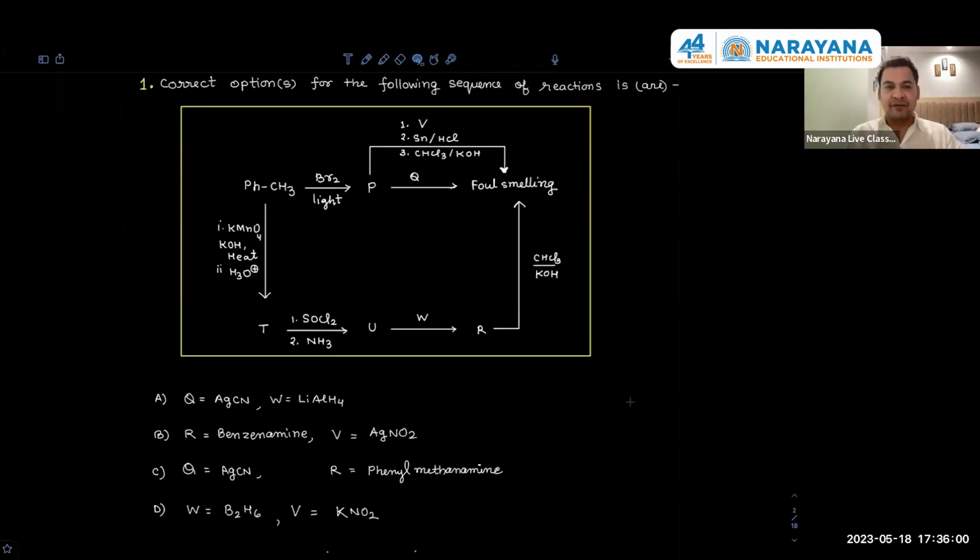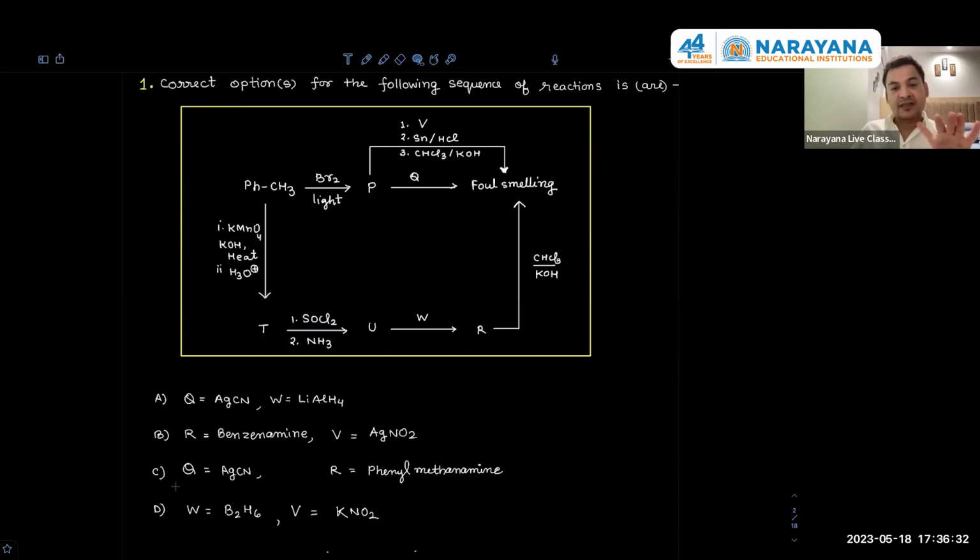Right, so this is the first question. This is again a replica of an advanced paper. Correct option or options for the following sequence of reactions is or are. Here I have mentioned P, Q, V, R, W, U, T. That type of question has already been asked in JEE Advanced. This is the replica, so you need to solve this question and, as per the options given A, B, C, D, choose the answer.